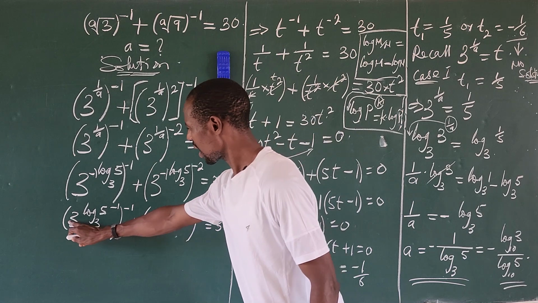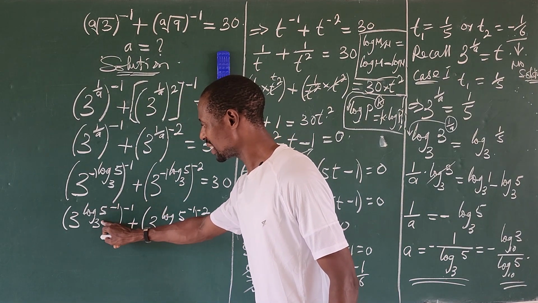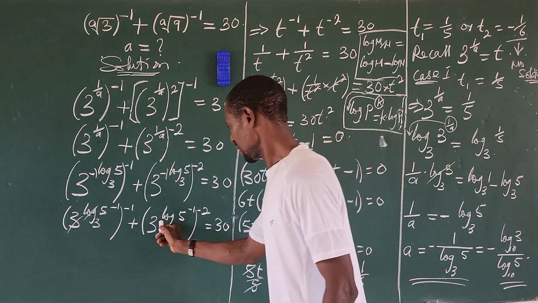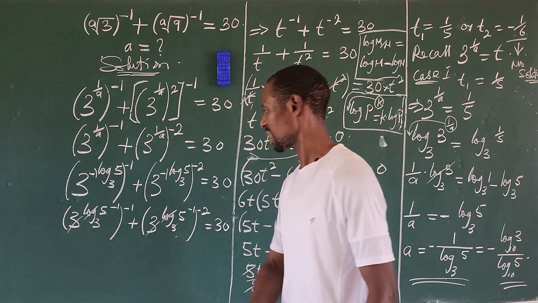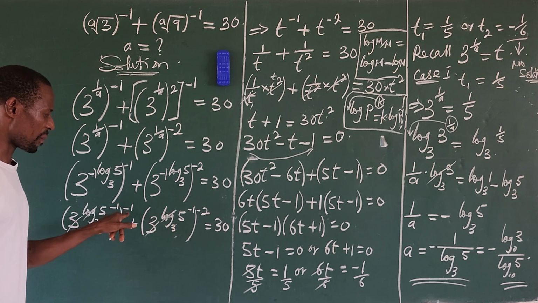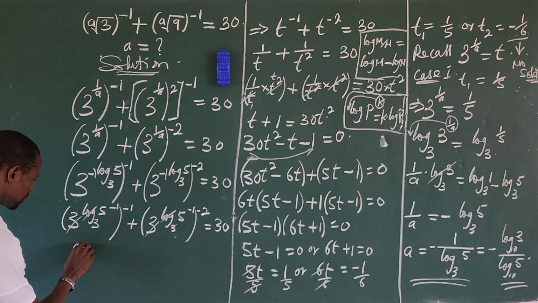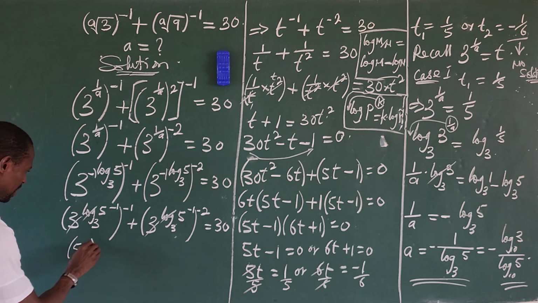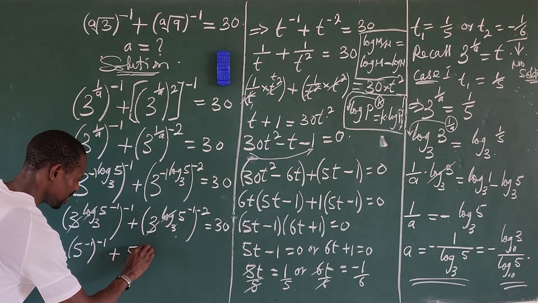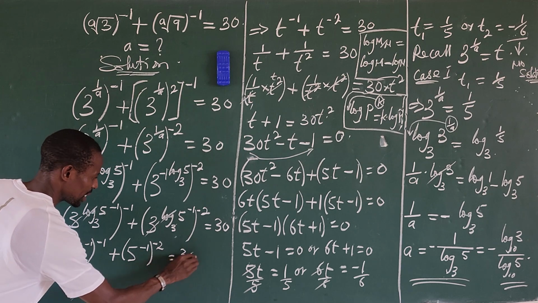All right. Now here we're having 3 to the power of log 5 to the power of minus 1 base 3. So this 3 will go with this log base 3, and this 3 will go with this log base 3. So we are left with what? 5 to the power of minus 1, in bracket minus 1. So this gives us 5 to the power of minus 1, bracket minus 1, plus 5 all to the power of minus 1, in bracket minus 2, equal to 30.